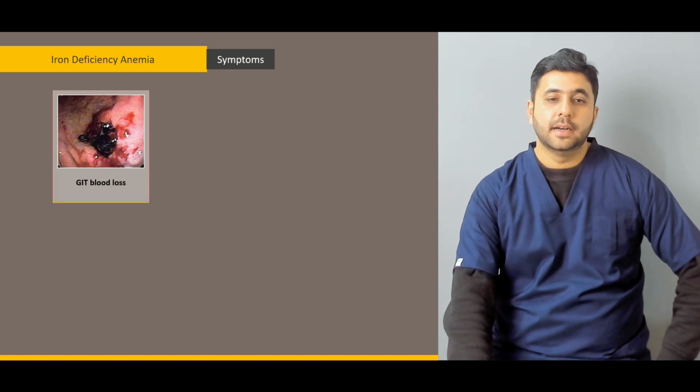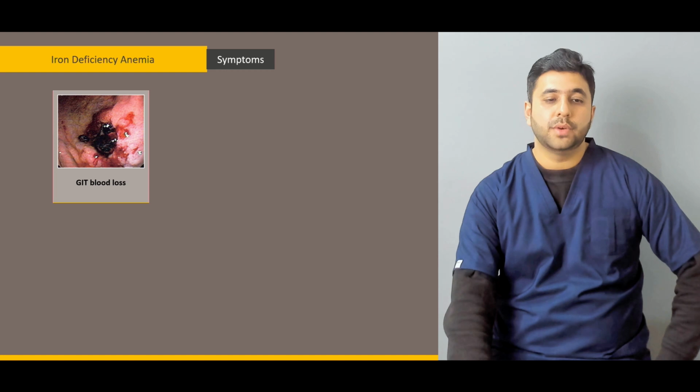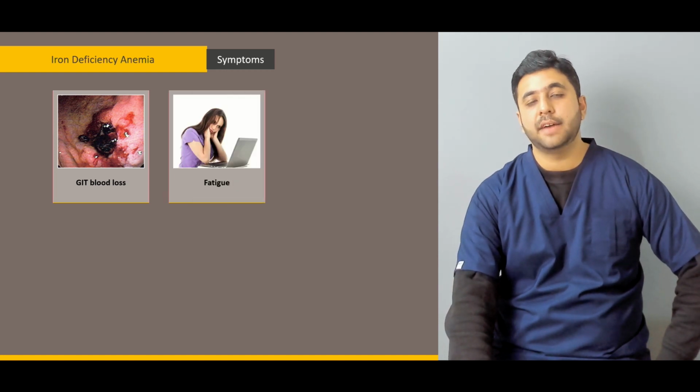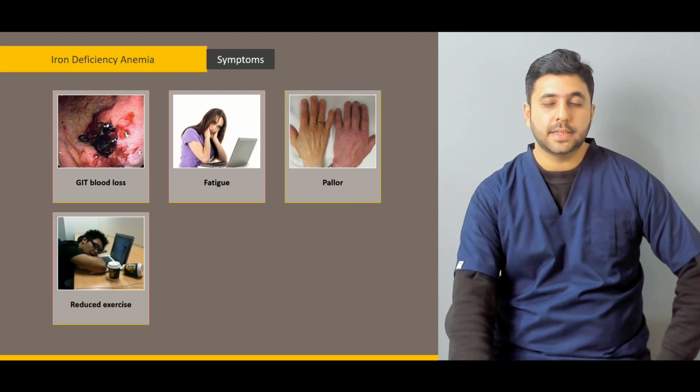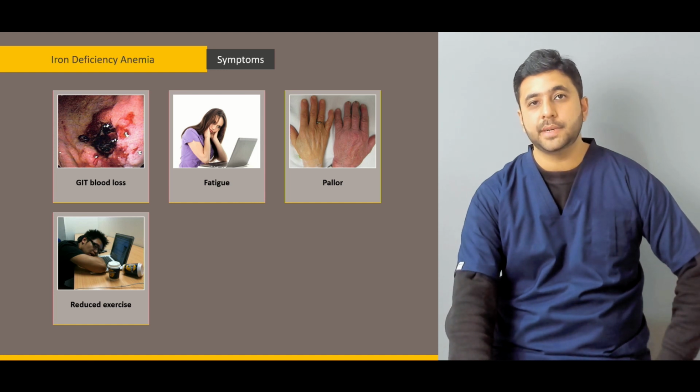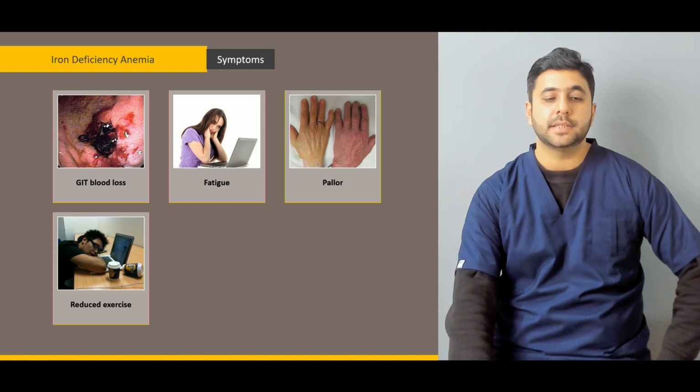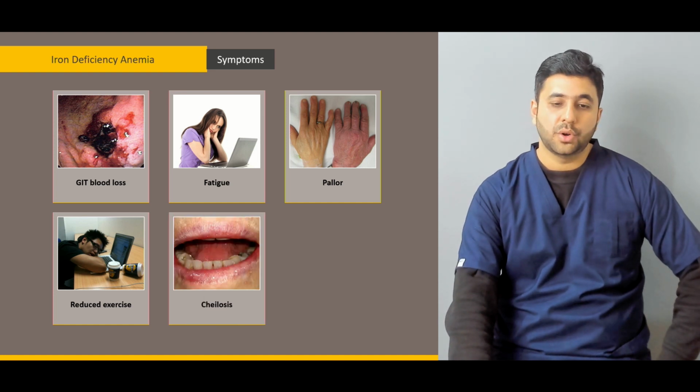Now let's talk about the symptoms of iron deficiency. The general symptoms, if someone has a GIT blood loss, that will lead to iron deficiency anemia. The patient will have fatigue, pallor, reduced exercise capacity. If someone who used to exercise for 45 minutes very easily, the exercise capacity might be reduced to 20-25 minutes. They will feel lethargic, they will feel slow, dull.